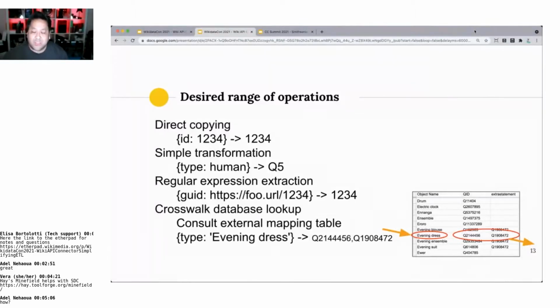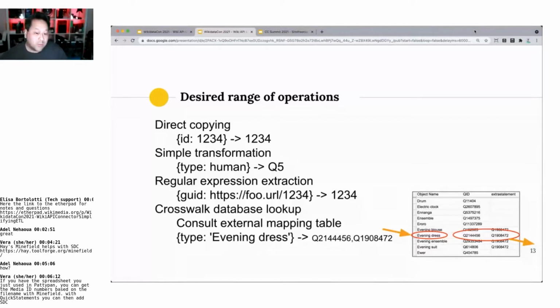Another thing is being able to extract parts of a string, right? So if we're seeing something from the API that's this long string, let's say I only want this little part of it, like an identifier, a word, or a title, or something like that. You can do that as well with a regular expression, let's say.